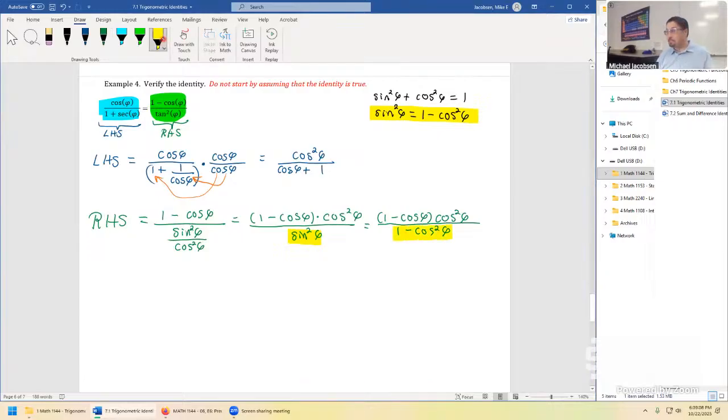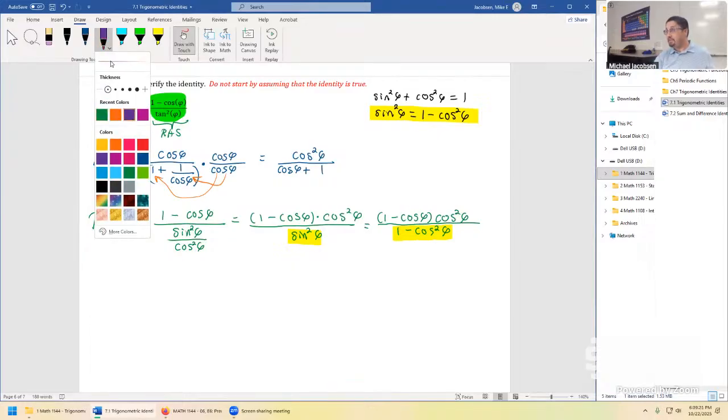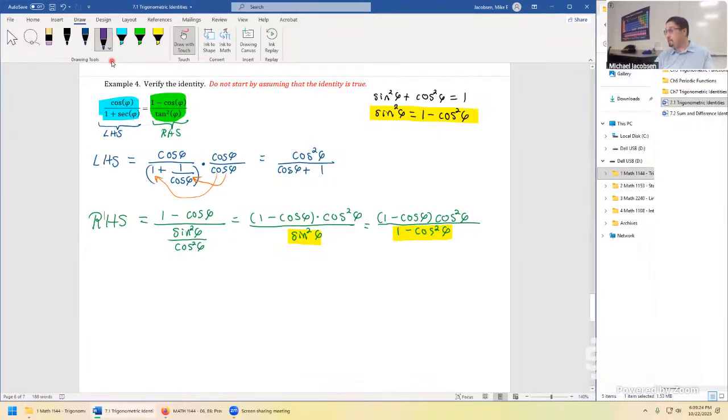Color coding just to show the substitution. We can't cancel in that form, but it does reduce this parenthesis here into this parenthesis, this group right here. The way it reduces is my favorite factoring formula of all time. That's a difference of squares.